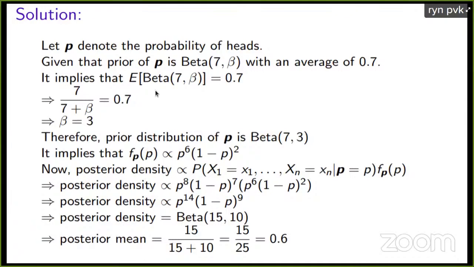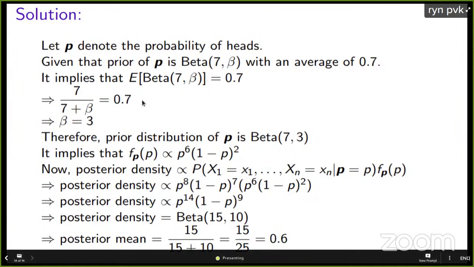Now I wanted to find the posterior mean for this distribution. So what will be the value for the posterior mean here? Alpha upon alpha plus beta. So what is alpha here? 15. And what is alpha plus beta? 25. So the posterior mean is 0.6. Okay, so that's it.